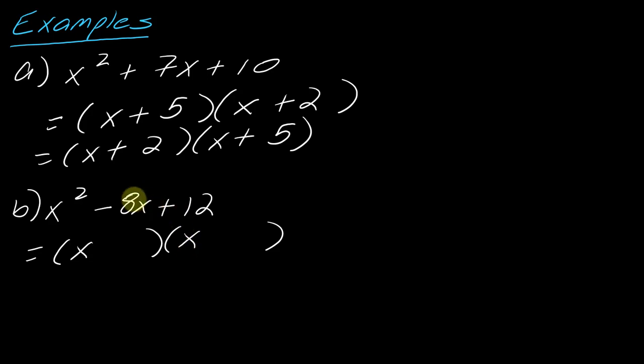Now for this other example, I have to keep in mind that this middle term is negative. So how can I have something negative here but something positive here? Well, what that tells you is that the two things that you're multiplying together must both be negative, right? That's the only way that you can get something positive here but negative here. So those two numbers are going to be -2 and -6. And so if you work that all out, you get x squared minus 2x minus 6x plus 12, so that gets you what you need.